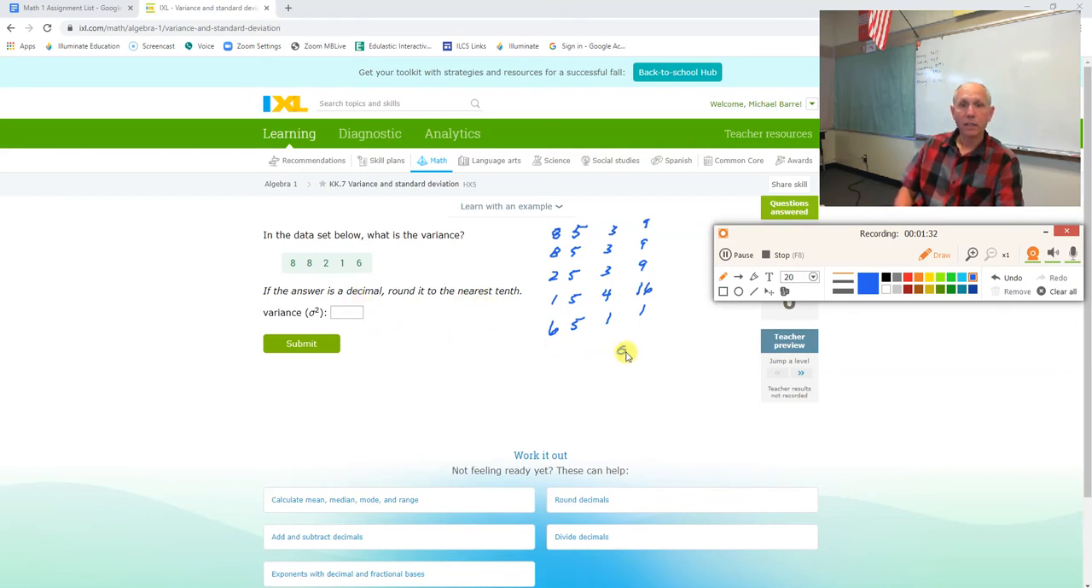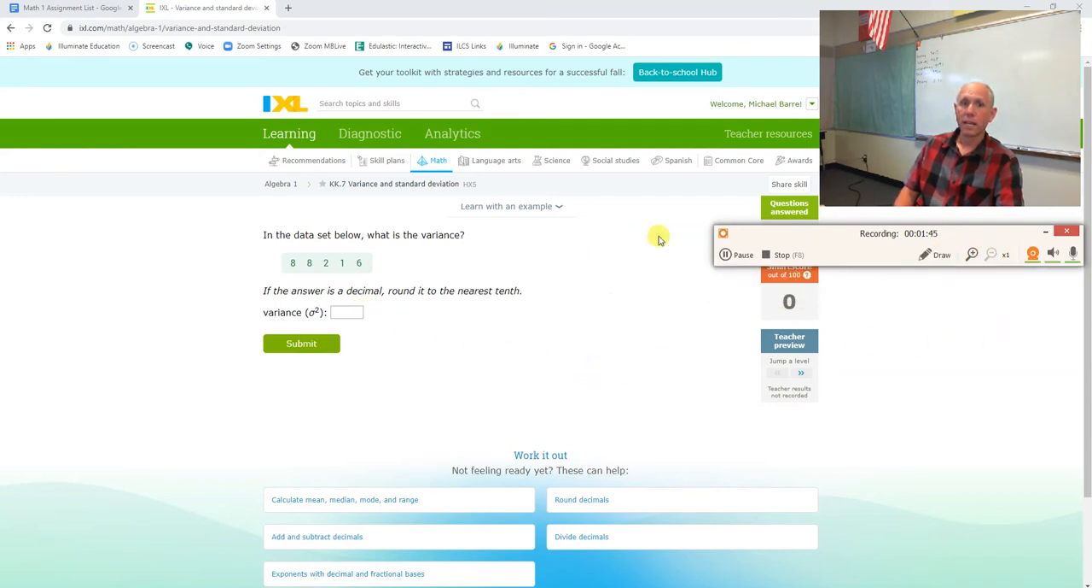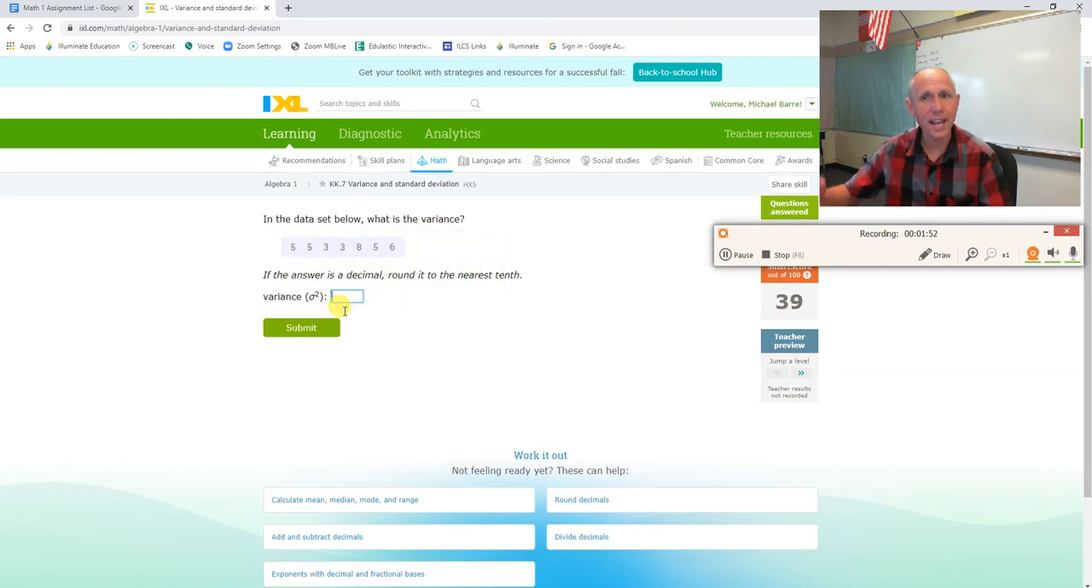It's 8.8. It's asking for the variance, not the standard deviation. If I took the square root of that, I'd get the standard deviation, but it's not asking for the standard deviation, it's asking for the variance, so it's asking for 8.8. Clear all, 8.8, and let's see if I got it right. And if not, we're going to see what they said. Hey, Mr. Barr got it right.